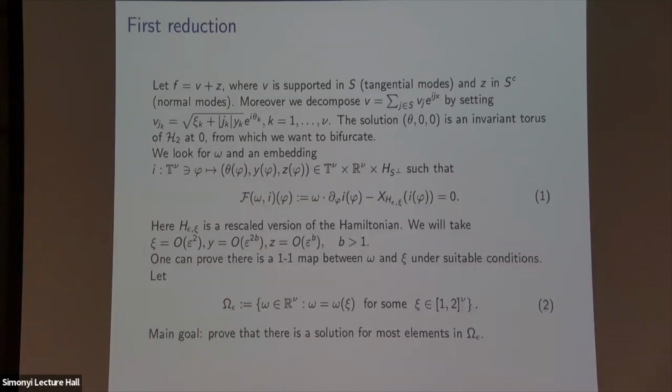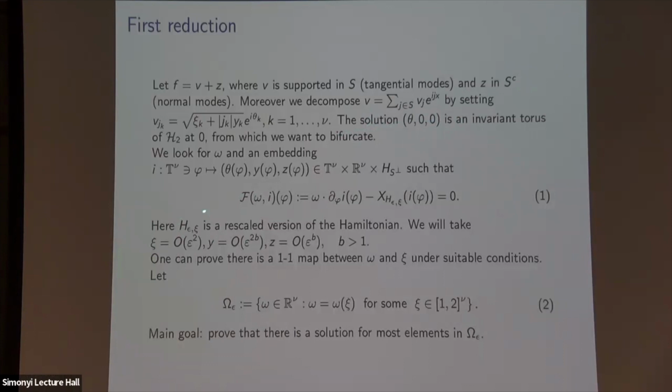A slightly different point of view is the following. Let's try to write everything in action angle coordinates. If we split our function into the modes that are supported in S and the modes that are not supported in S, and we decompose the coefficients in this way, and we look again at the quadratic part of the Hamiltonian from 0, then there is a trivial invariant torus, namely whenever the y's are 0 and the z's are 0. The z's are the part that spills over. So now what we want to do is to upgrade the embedding or the parameterization of that invariant torus, which is the trivial one, into the nonlinear framework.